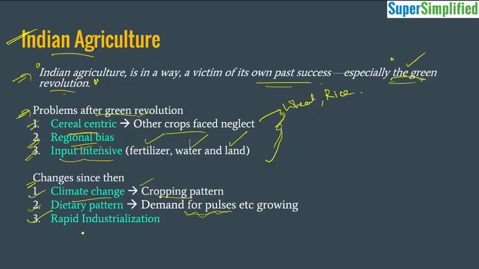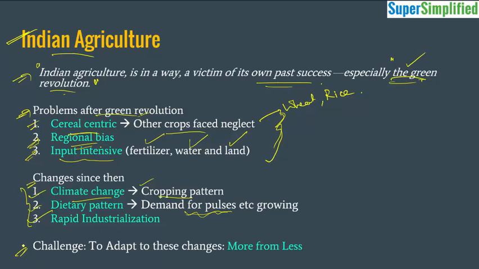And then rapid industrialization is taking place, because the Indian economy is evolving. So a lot of resources are to be channelized from the primary sector to the secondary sector. Some of the resources required for agriculture, like land, are becoming scarce. So this is also one of the changes happening now. These are posing some challenges in front of us.